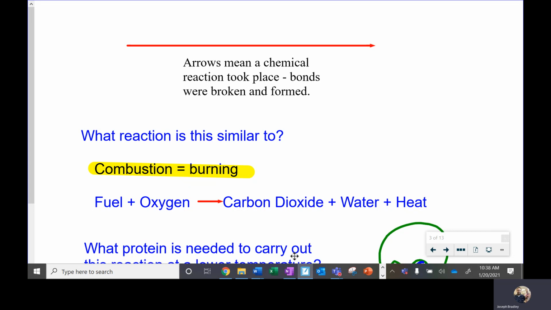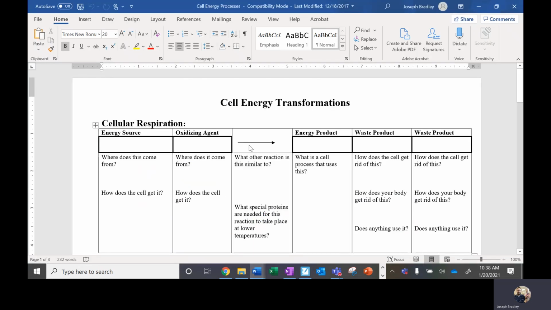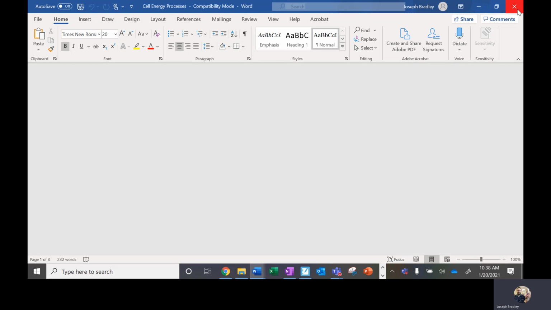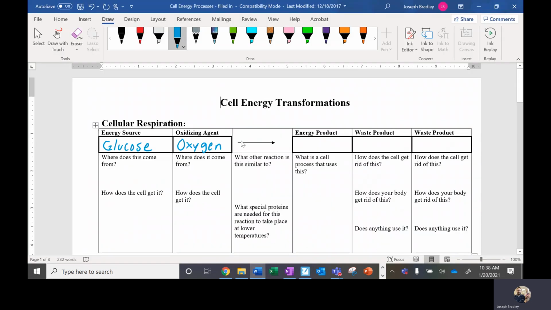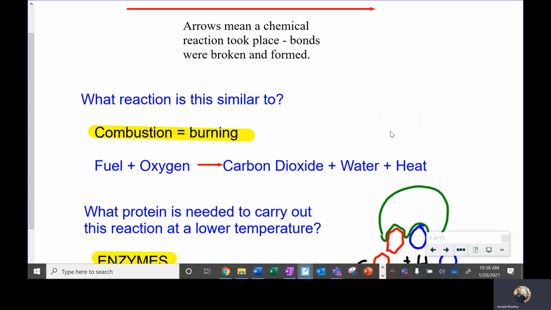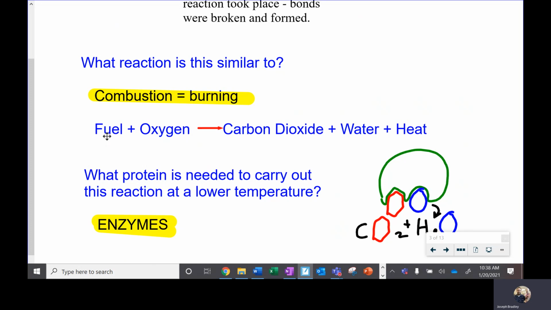Next thing that you'll see in the document is this arrow, and the arrow represents that a chemical reaction has taken place. I ask, what other reaction is this similar to? It's similar to combustion. Combustion is when you take any fuel, like wood, add oxygen to it, and it converts to carbon dioxide and water, which is what comes off in the smoke, and then heat, as well as light. When you burn a candle or burn wood, that's ultimately what's going on.